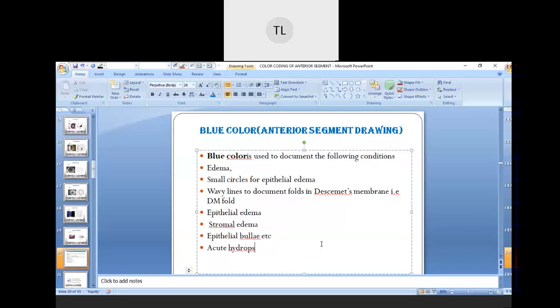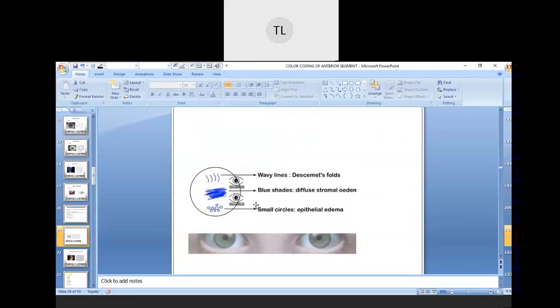Okay, so let's see with the diagram. Like I said, if you see any kind of wavy line in the Descemet membrane, that will be your Descemet fold. That fold you need to draw with a blue color.